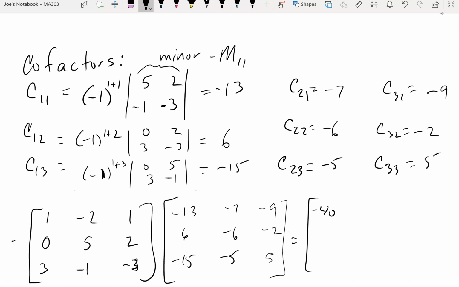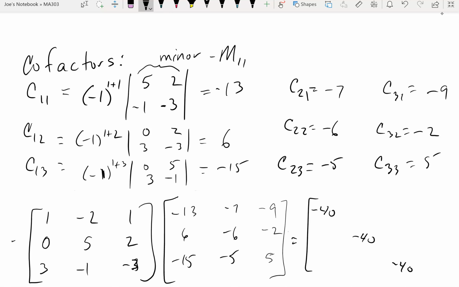Row 2, column 2. 0 times negative 7 gives me 0. 5 times negative 6 is negative 30. 2 times negative 5 is negative 10. So I get negative 40 again. So far, so good. Let's do row 3, column 3. Negative 3 times negative 9 is negative 27. Negative 1 times negative 2 is positive 2. Negative 3 times 5 is negative 15. So minus 27 plus 2 minus 15 gives me negative 40.